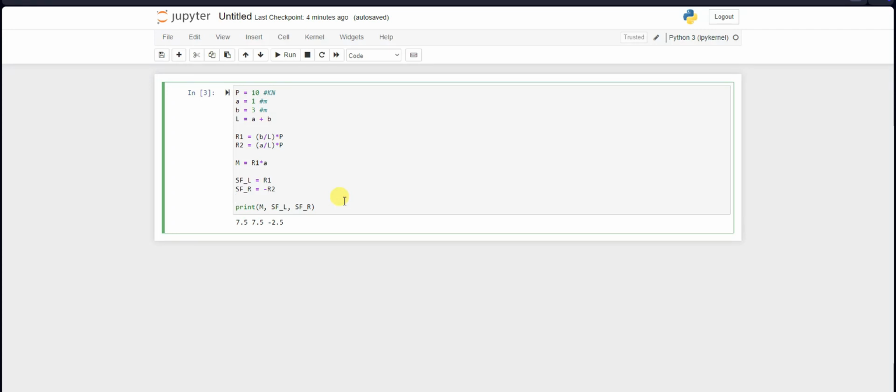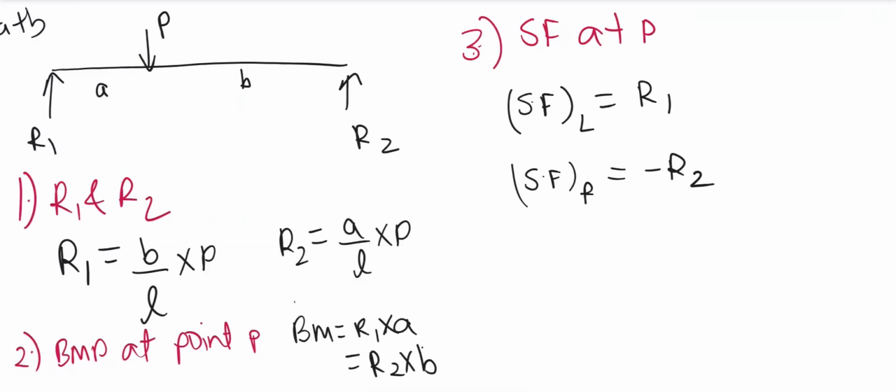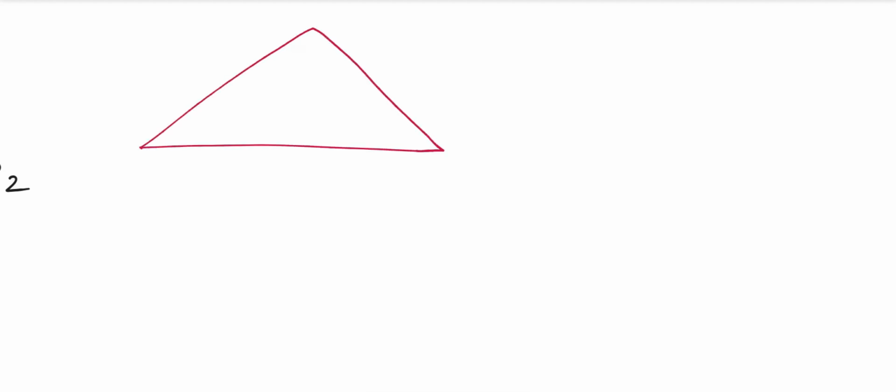Now let's try to draw the bending moment diagram. In order to draw the bending moment diagram, we need 3 points. If this is the bending moment diagram of any beam, then we need 3 points to plot this. First point is this, second point is this, and third point is this. How Python works is we need to specify the points that we need to plot, then it just connects lines between the points. So we need to identify the coordinates of the points.